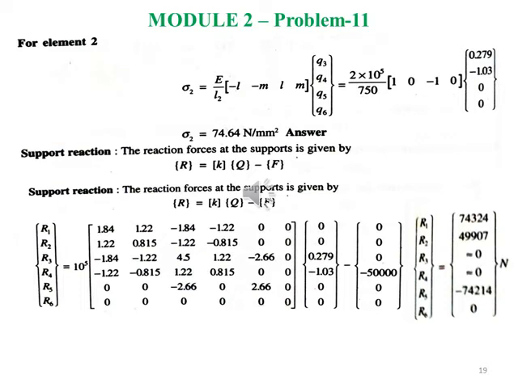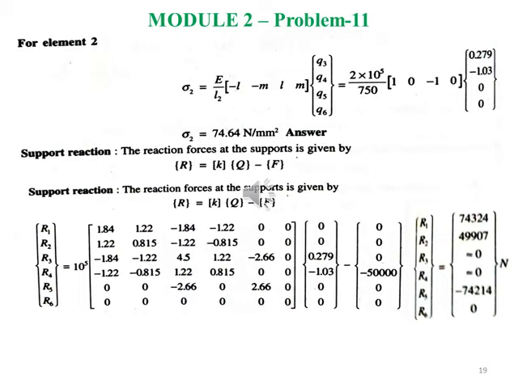Next step is to calculate the support reaction. So the reaction forces at the support is given by the formula R is equal to K into Q minus F. So the reaction forces R1, R2, R3, R4, R5, R6 is equal to the stiffness matrix K multiplied by the displacement Q minus the load F. So substituting the values and doing the matrix calculation, we get the values for the reaction forces.